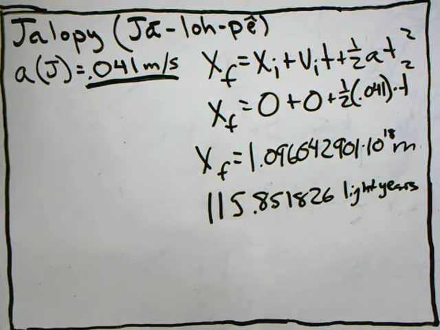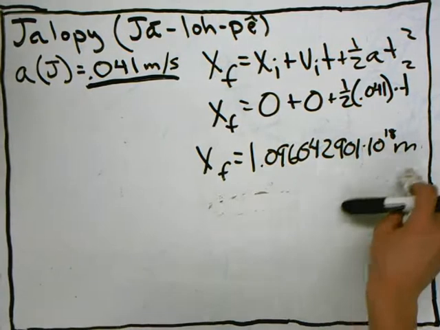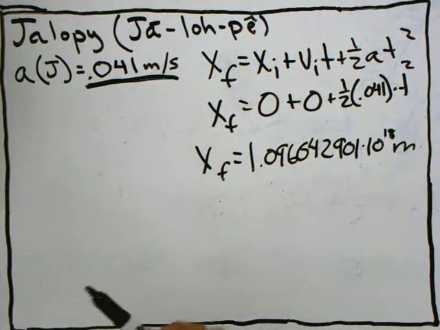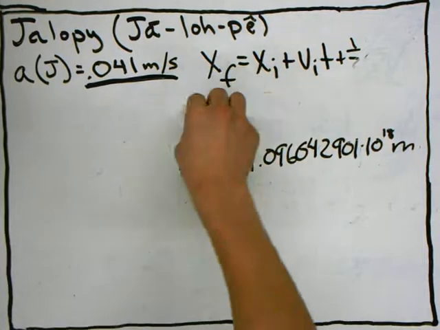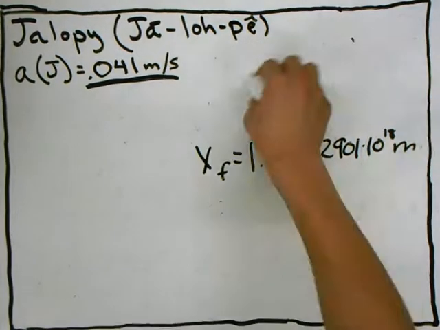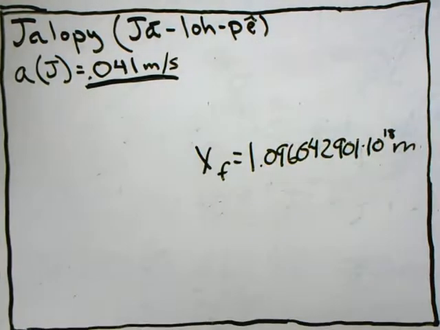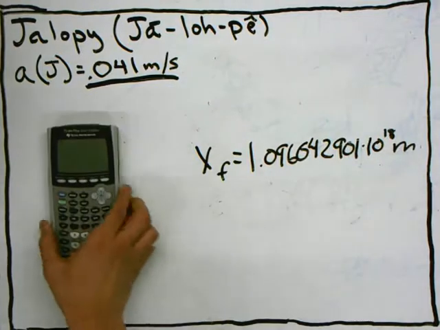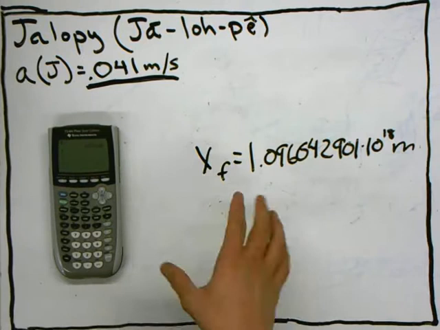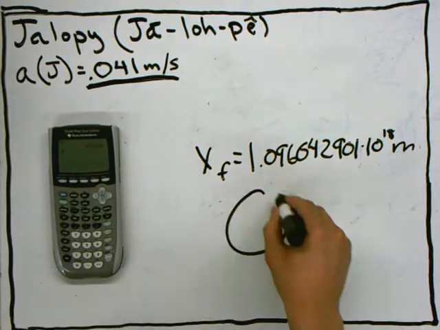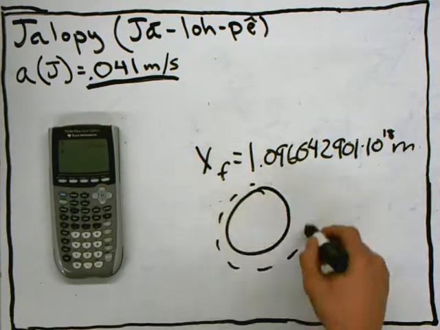So I'll just keep this number here, which is the final position, and is showing how far the jalopy has to travel in order to accelerate to the speed of light. So we know that the radius of the Earth is going to be 6,378,100 meters. Now, we'll treat the Earth as being circular for the purposes of lapping it. So the radius is here.